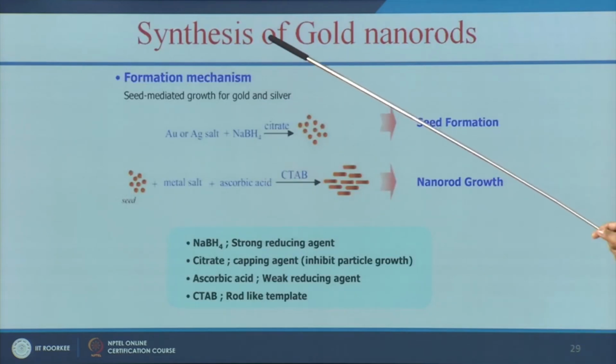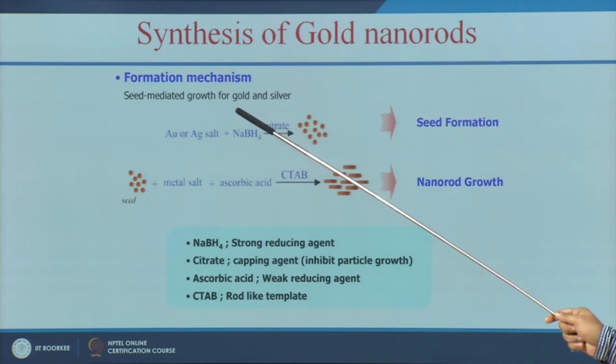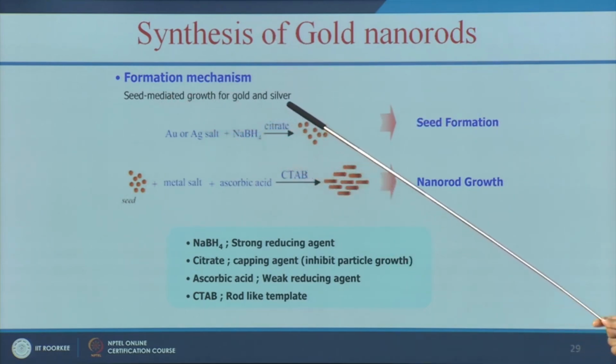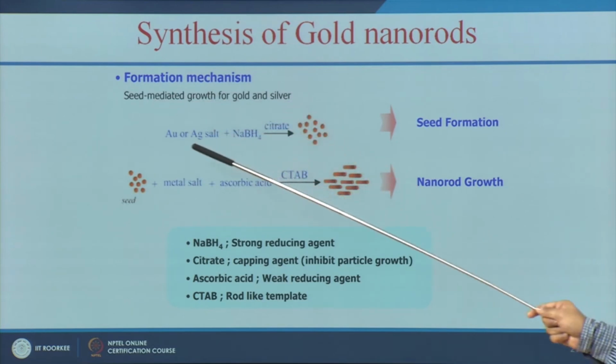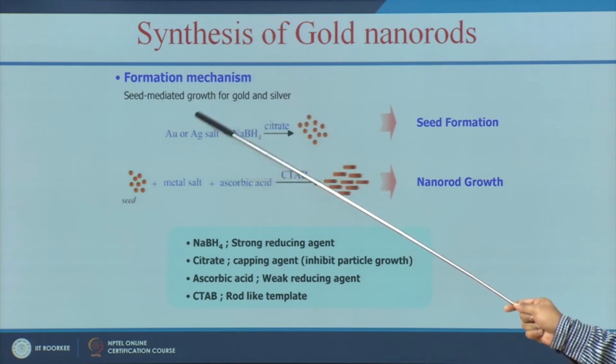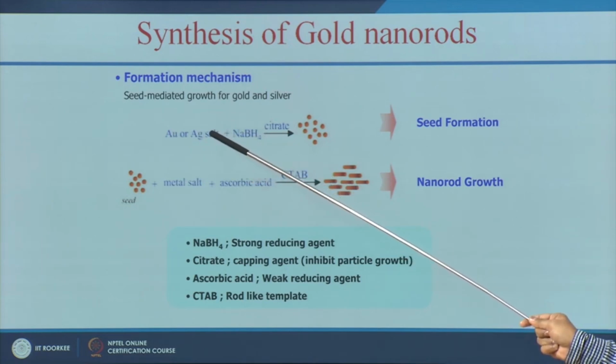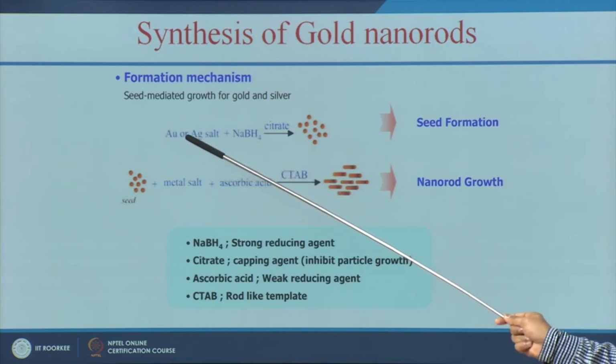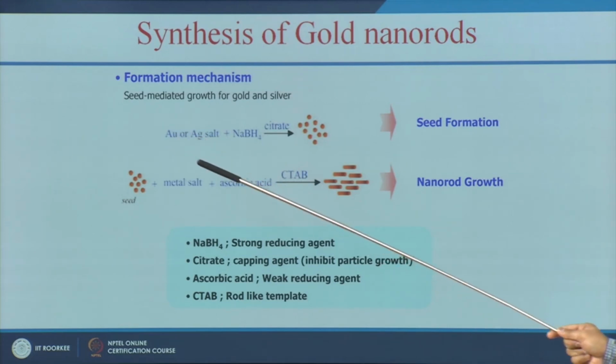So let us see how to synthesize gold nanorods. It is a two-step process, like you can see here. It is a seed-mediated growth for gold and silver. Here we will be using a gold or silver salt. If you want to make silver nanorods, you have to use the silver salt, and if you want to make gold nanorods, you have to use gold as the metal salt.